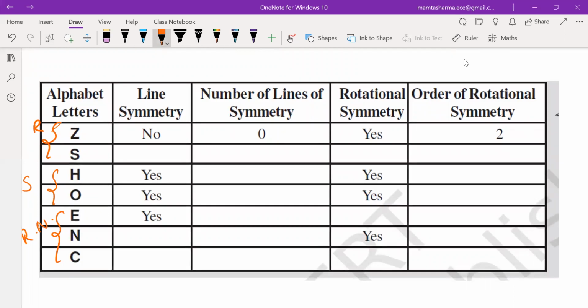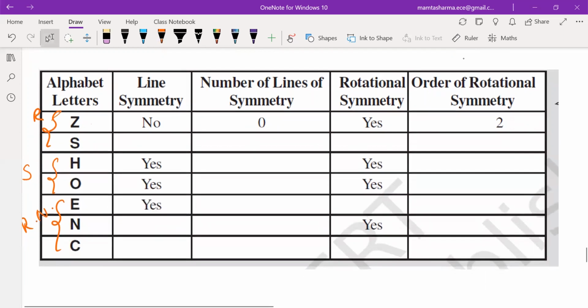Ma'am, I want 1 minute. Yes. Ritvik Reddy, tell me. Ma'am, the first is already given. Ma'am, what should I tell? Yes, the second one. No line of symmetry. Okay. Number of lines of symmetry 0. Okay. And rotational symmetry, yes. Okay. And order of rotational symmetry 1.